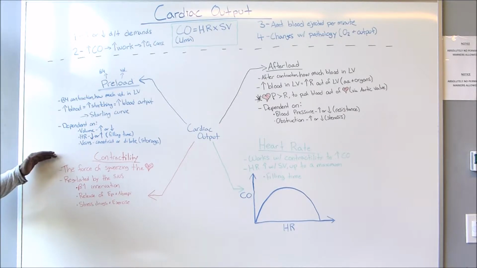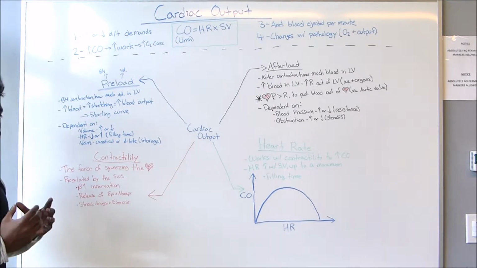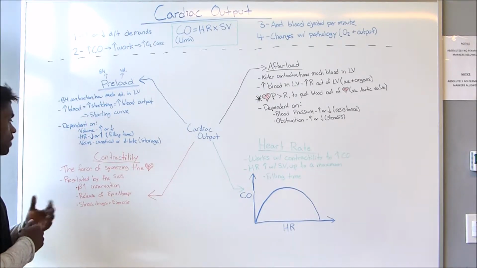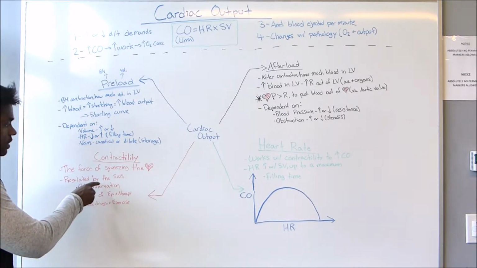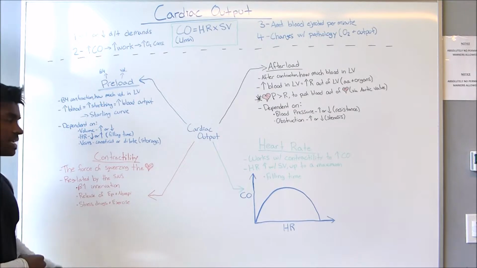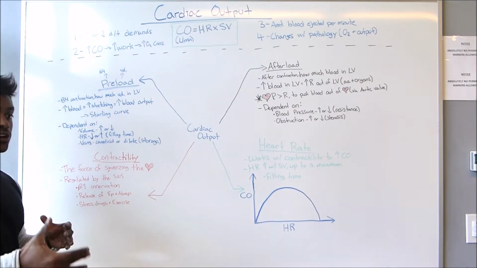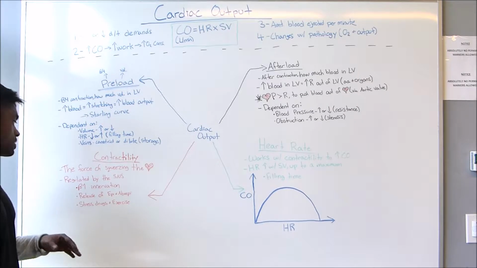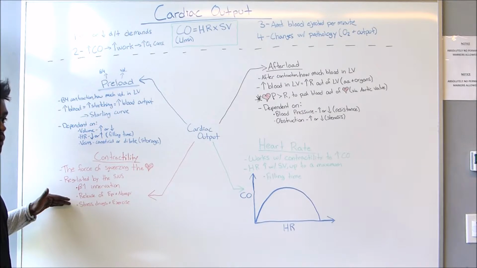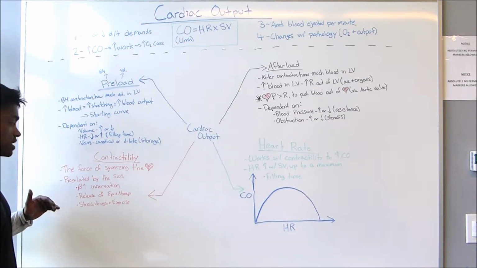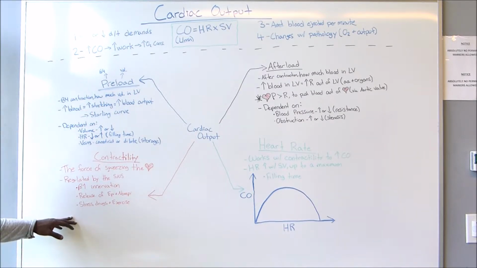The next thing we're going to be talking about is contractility. Contractility is the force of squeezing the heart, so it's how hard the heart is really squeezing. What's really controlling this squeezing and pushing the blood out is the sympathetic nervous system, because the SNS is what's going to innervate the heart using beta-1 receptors. The SNS also causes a release of epinephrine and norepinephrine, which will cause a further increase in the contractility of the heart. And contractility is manipulated during exercise, stress, and different drugs.